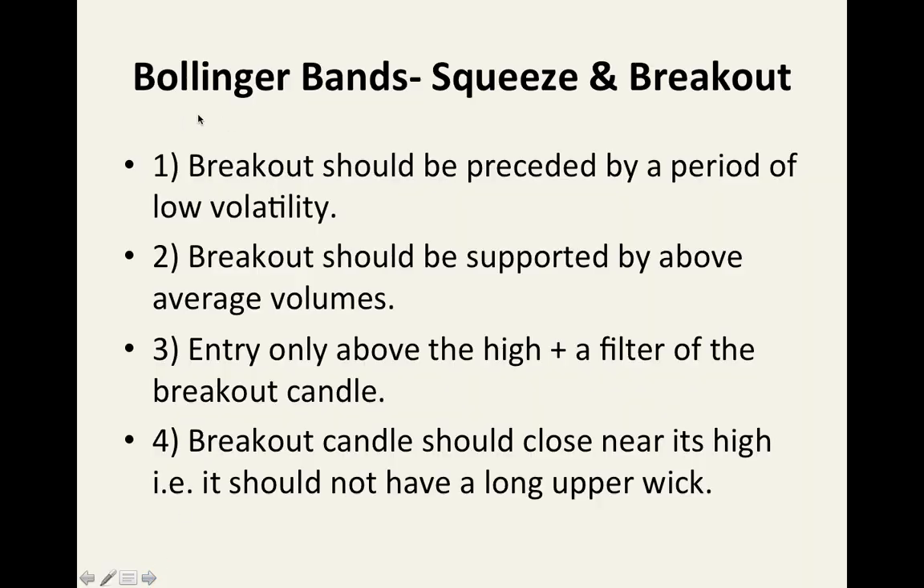Then I would just like to repeat the rules of the strategy, Bollinger Band squeeze and breakout. The first is that the breakout should be preceded by a period of low volatility. The breakout should be supported by above average volumes. In case you see a breakout with low volumes, I would suggest you avoid that trade. Entry only above the high plus a filter of the breakout candle. So you can choose the filter accordingly. If you want a 0.75 filter, you can use that, but I generally use a 1% filter.